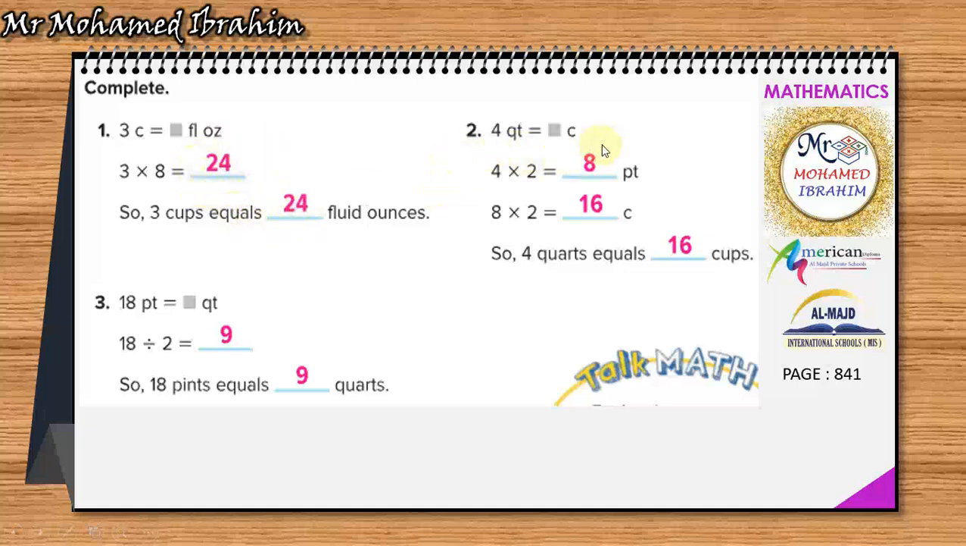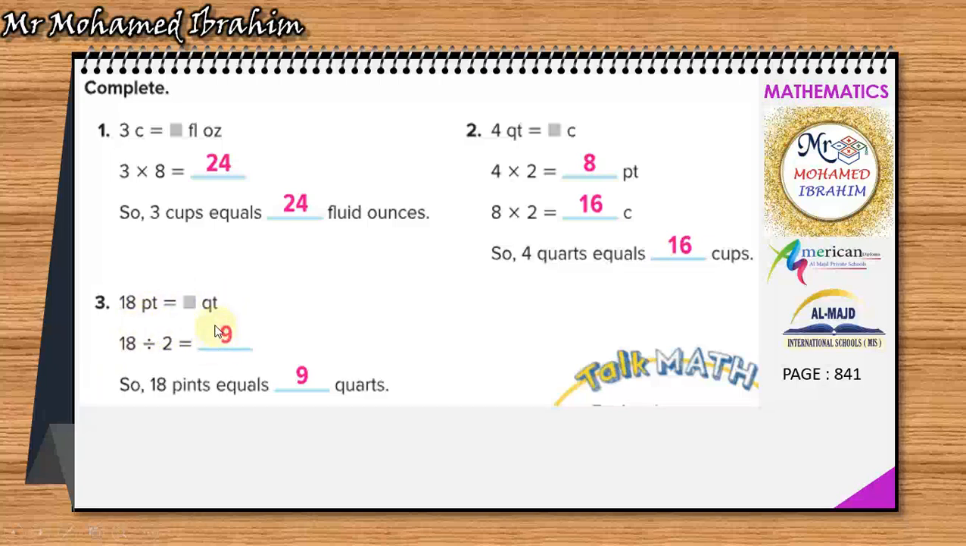4 quarts into cups. Greater to smaller, we multiply. Excellent. 4 times 2 equals 8. Now we converted from quarts to pints. There is another step. We want to convert into cups. So from pints to cups, multiply by another 2. It's equal to 16 cups.